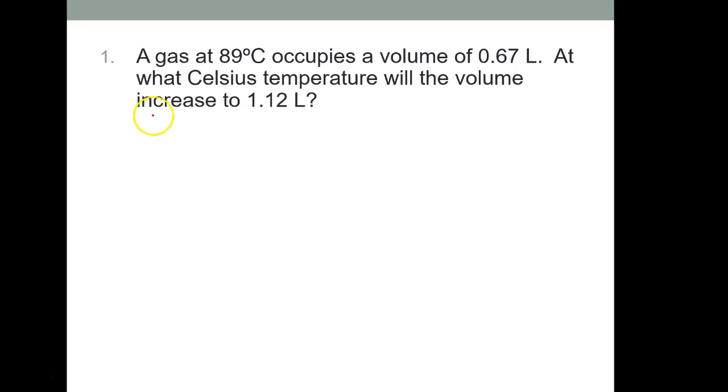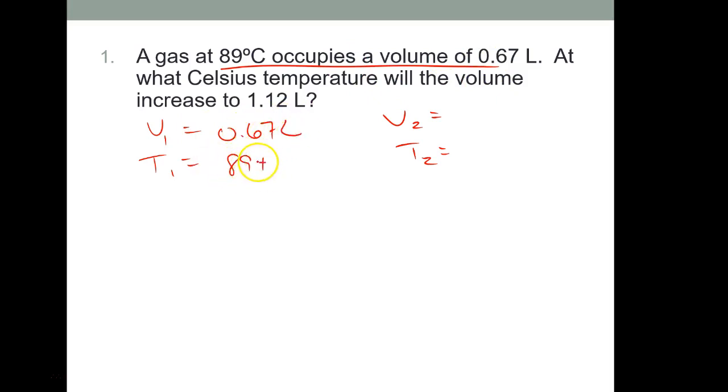Okay, and the reason this one's in here is I just want to point out one thing. So V1, T1, V2, and T2. And again, here's my first situation, 0.67 liters, 89 degrees C, add 273 automatically, and I want to talk a little bit about what it's asking for. So you get 362 kelvin. Okay, now I know the question's asking, well, at what Celsius temperature will the volume change to 1.12 liters? I know it's saying that.